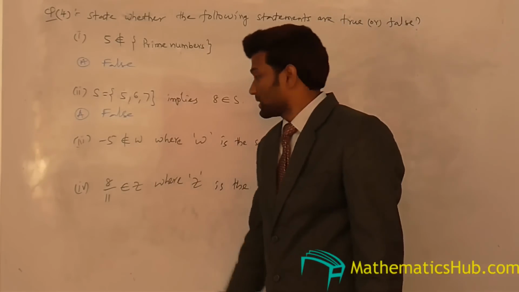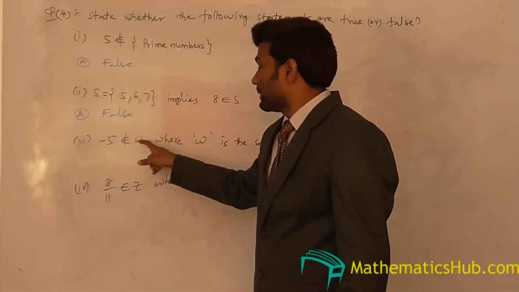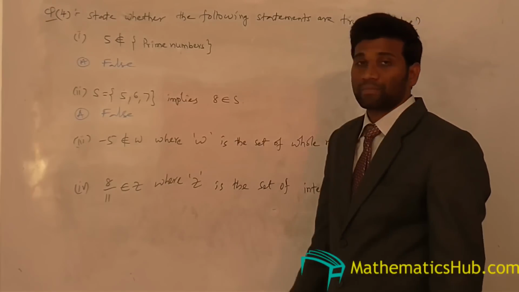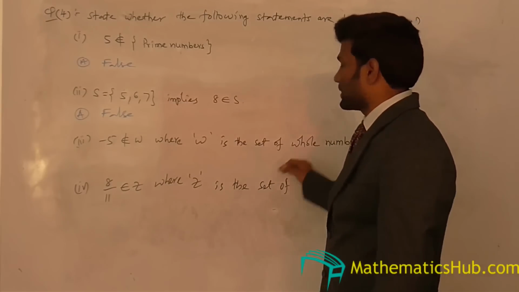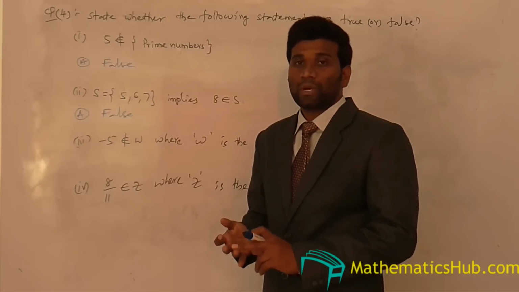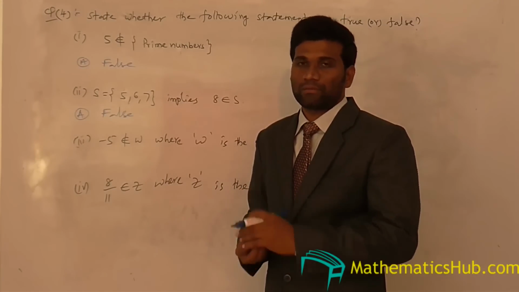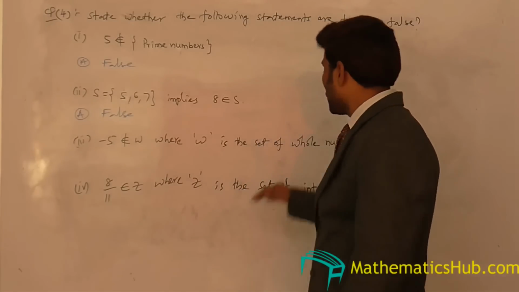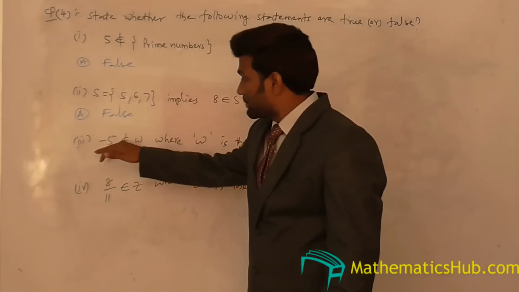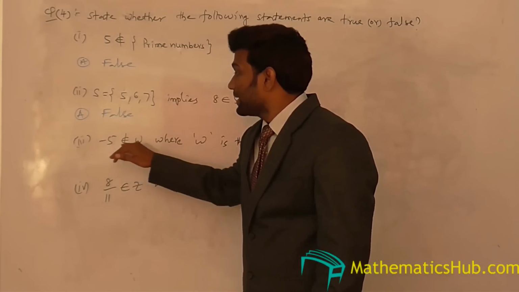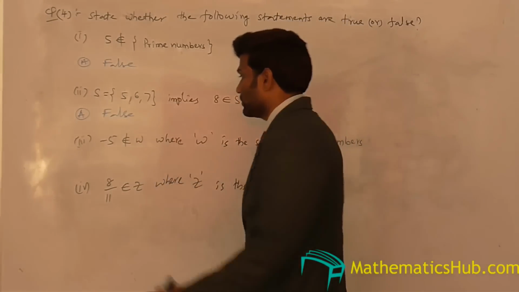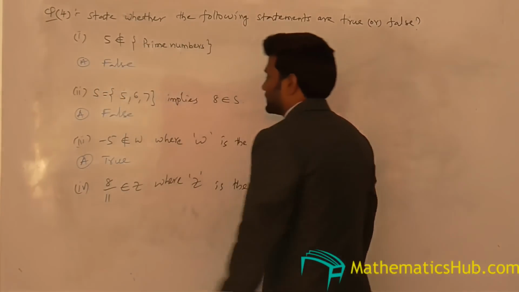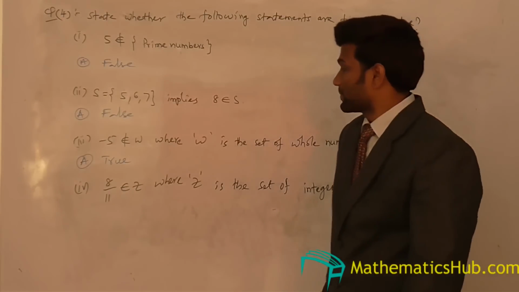Third statement: -5 does not belong to W, where W is the set of whole numbers. The set of whole numbers is 0, 1, 2, 3, 4, 5 and so on. So obviously -5 is not there in the whole number set, and the given statement also says -5 does not belong to W. So it is a true statement.